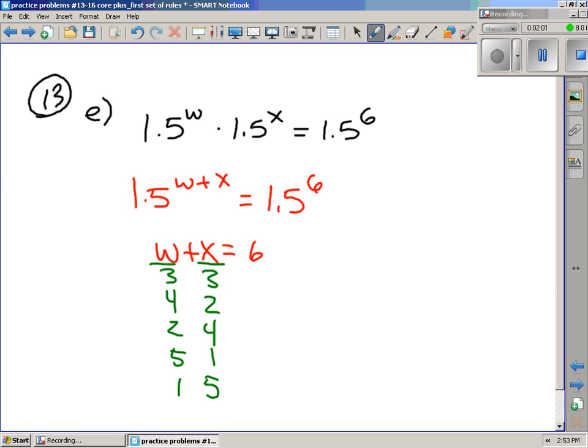We could also, let me start another table over here, w and x. We could use 0 and 6 or 6, 0. We could use -1 and 7. We could use -3 and 9. Any combination where you add it together and it equals 6 will work for w and x.